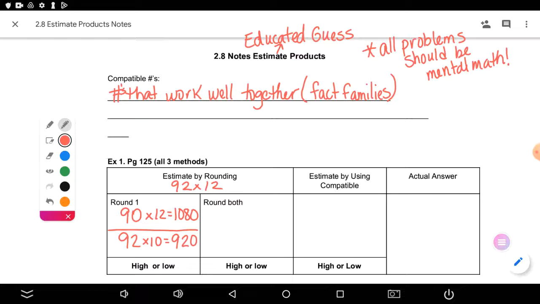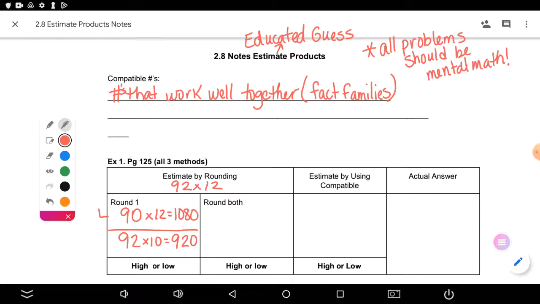What do you mean it's not the whole thing? Okay, we did change the problem. How did we change the problem? Yeah, we lowered 92 to 90. So that means our answer will be lower than the actual. Our estimate will be lower than the actual. Put an L next to that one to show that it should be a low estimate.